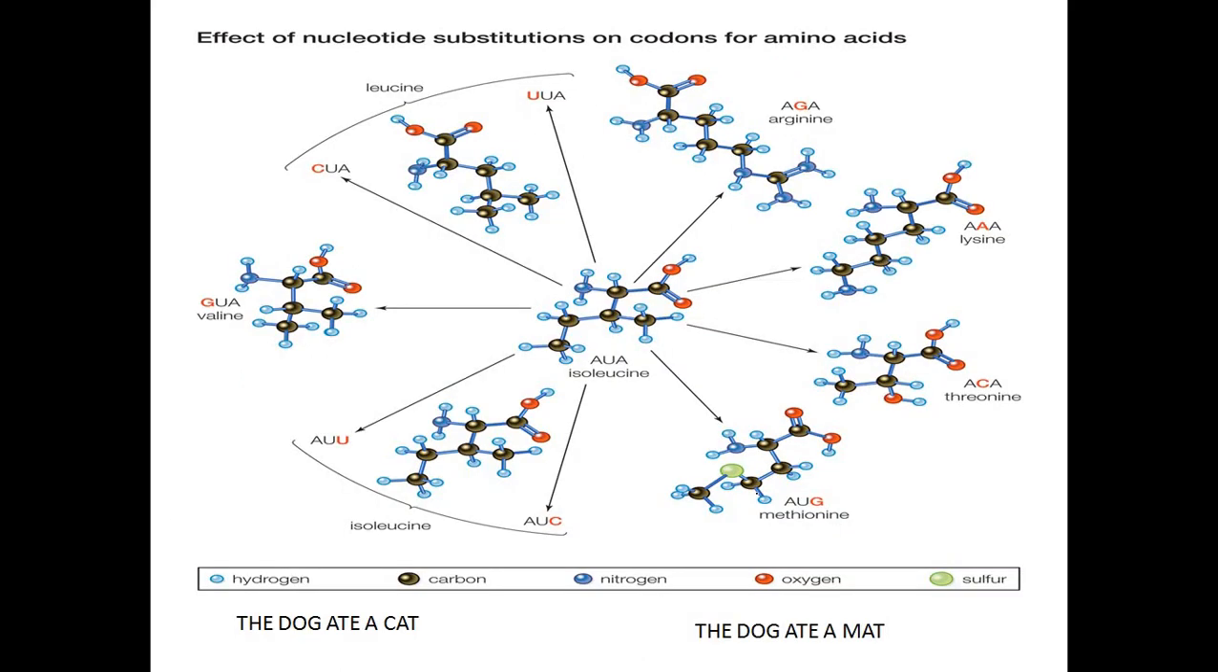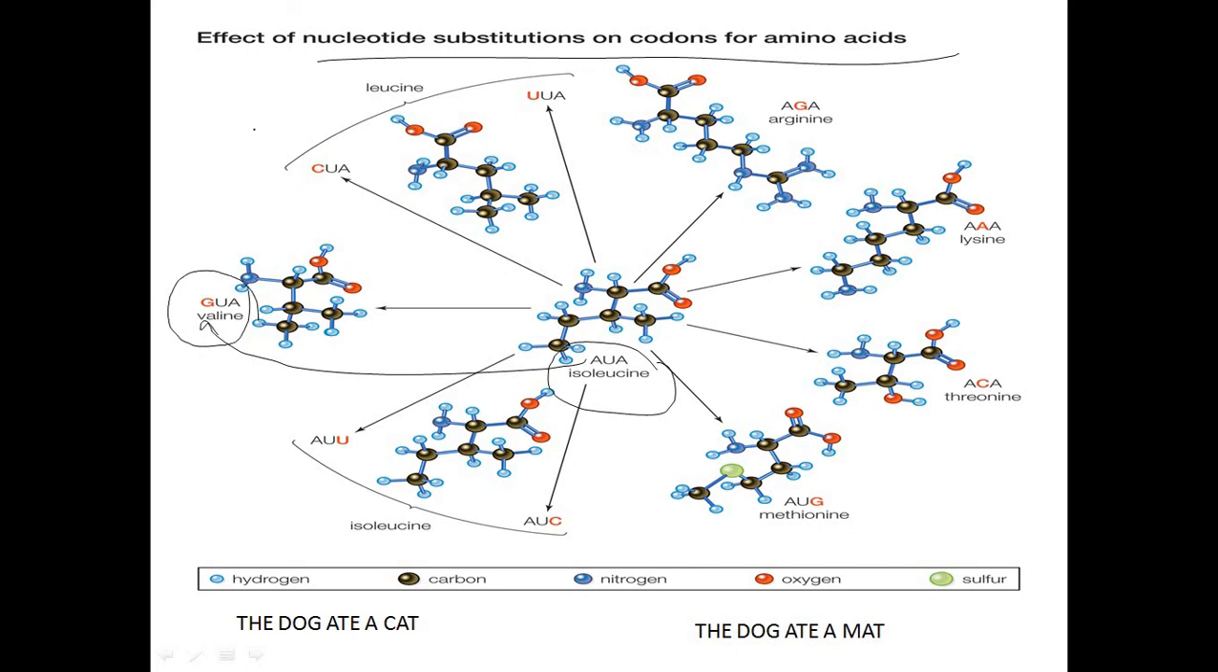Then here is another diagram that again gives you an idea about how nucleotide substitution changes the amino acid sequence. Suppose this AUA is isoleucine, and if this A is replaced by G, then the amino acid produced will be valine.